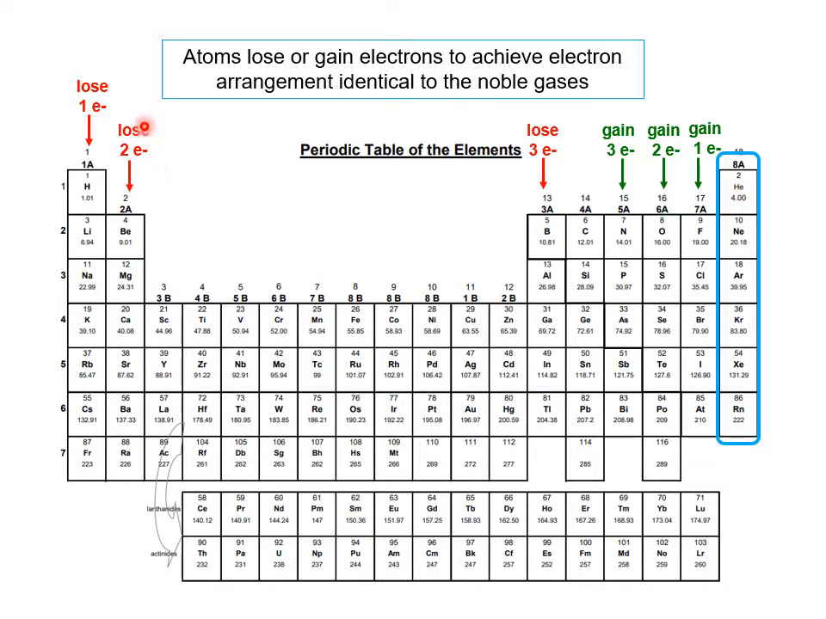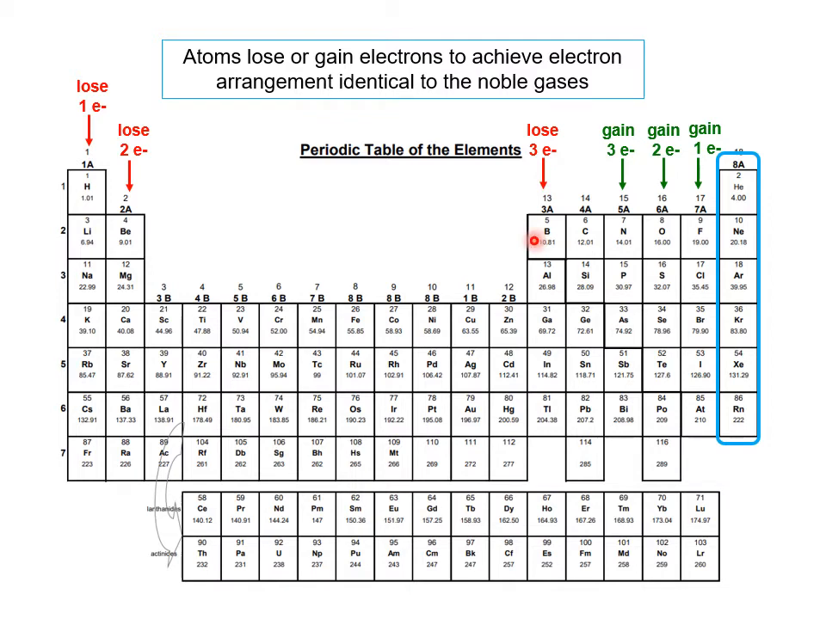And so these group 2A metals like to lose 2 electrons so that they can be like the nearest noble gas. Magnesium has 12. If it loses 2, it'll be like neon with 10. Calcium has 20. If it loses 2 electrons, it'll have 18, just like its nearest noble gas, argon. Strontium has 38. If it loses 2, it'll have 36, like krypton, Kr. Okay. This group over here likes to lose 3 electrons.